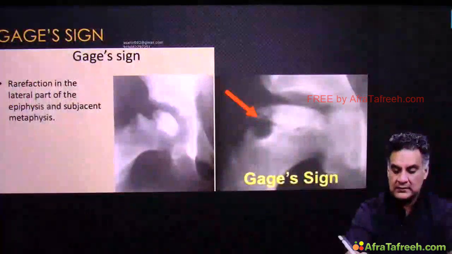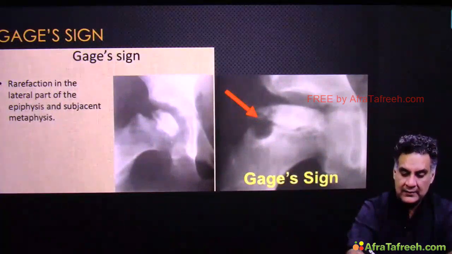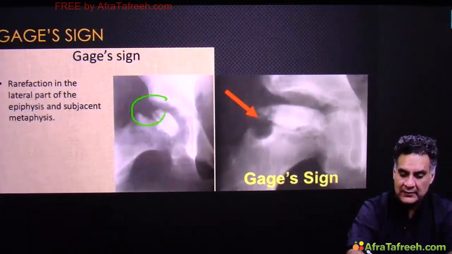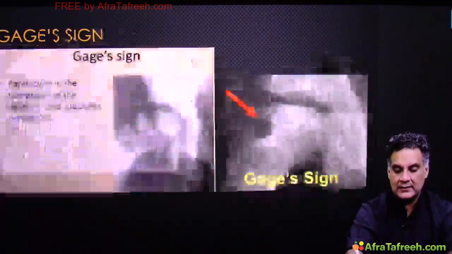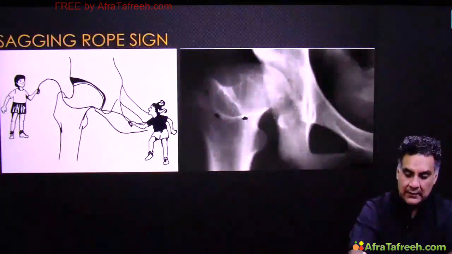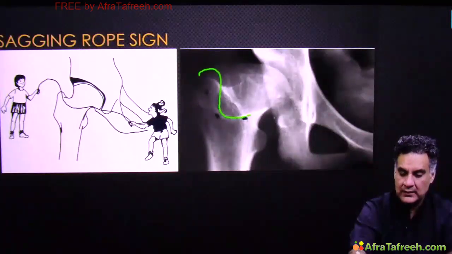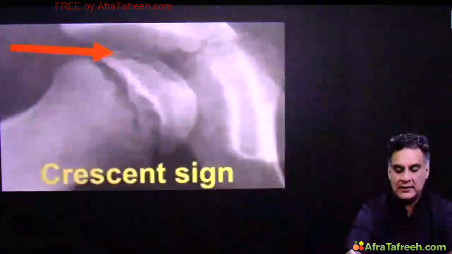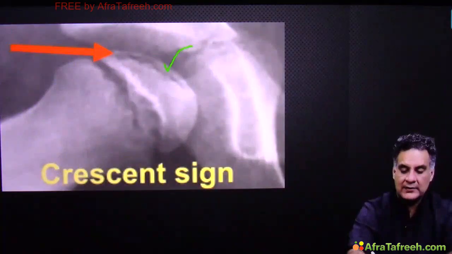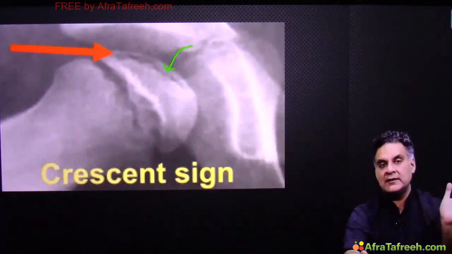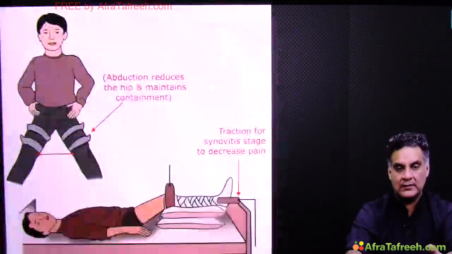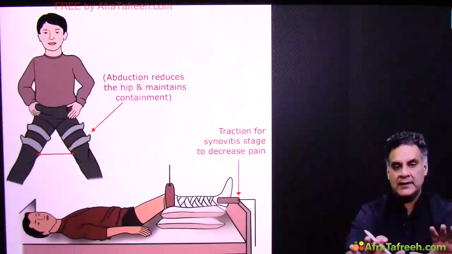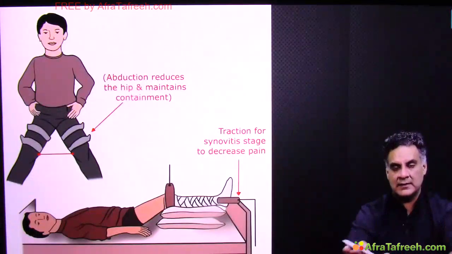In Perthes, there can be a defect in the lateral part of the epiphysis and metaphysis. This is called the Gage sign. In Perthes, at the upper end, you can have a sagging rope sign, a sclerotic line, or, as I told you earlier, AVN of the upper end of the femur can have a crescentic lucency. Treatment: maintain the hip abducted. It will get okay.